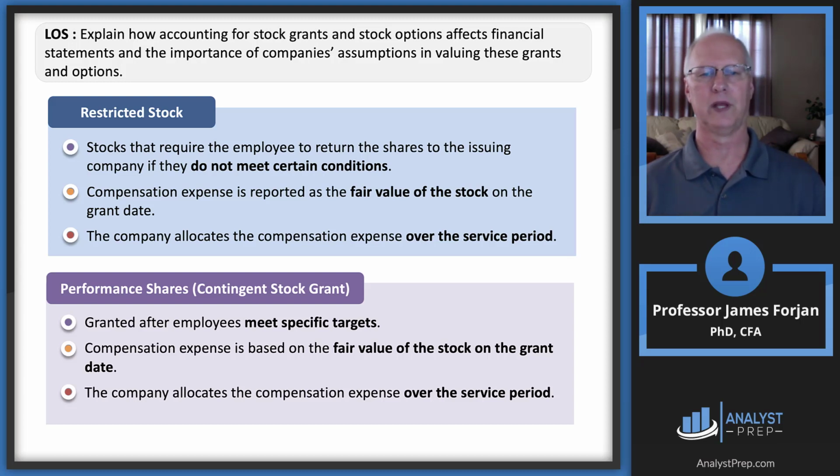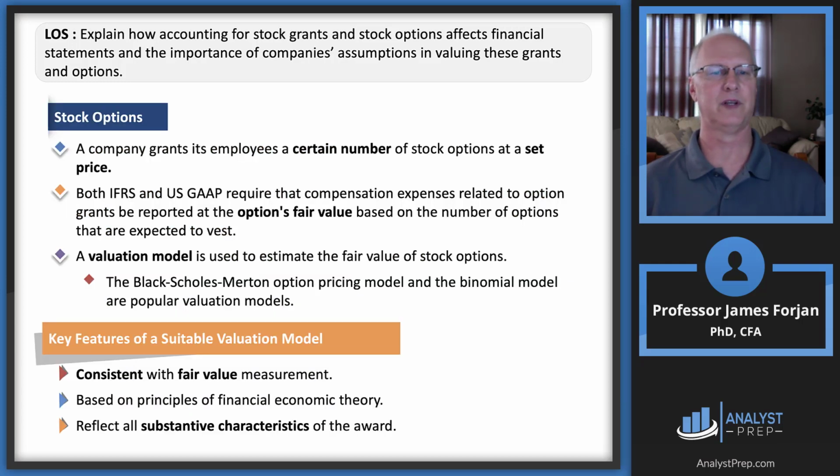Contingent stock grants, they're only granted after the employee meets specific targets. All right, stock options, certain number of stock options at a set price. Both the international and US GAAP require reported at options fair value. Oh, I've been waiting for this for the entire slide deck. Valuation model, look at this. The Black-Scholes-Merton option pricing model and the binomial model. These are popular valuation models. I can't wait to tell you about these models. They're so much fun and they're relatively easy to understand. Those will be really super fun calculations.